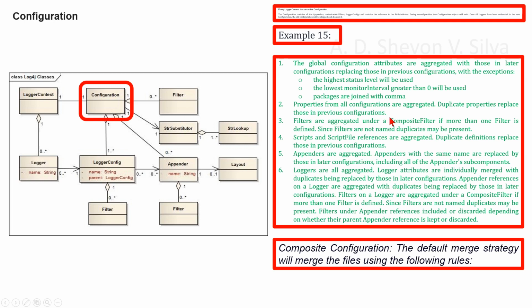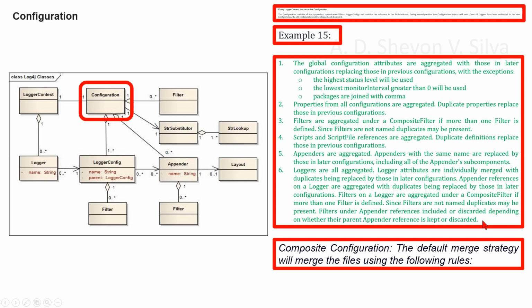Step 3, filters are aggregated under a composite filter if more than one filter is defined. Since filters are not named, duplicates may be present. Step 4, scripts and script file references are aggregated. Duplicate definitions replace those in previous configurations. Step 5, appenders are aggregated. Appenders with the same name are replaced by those in later configurations, including all of the appender's subcomponents.